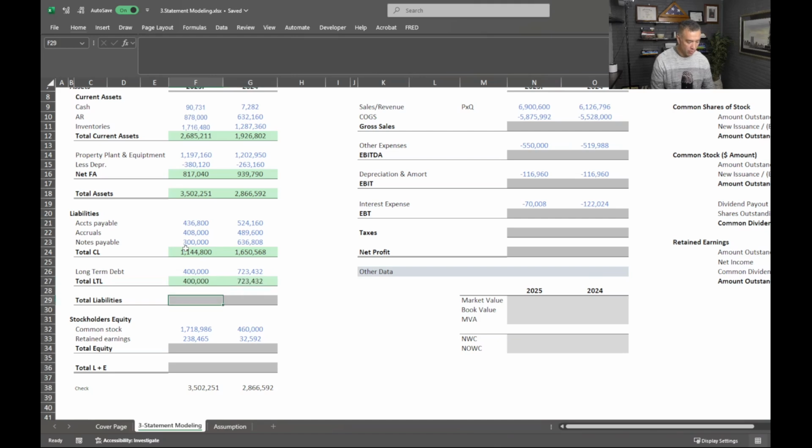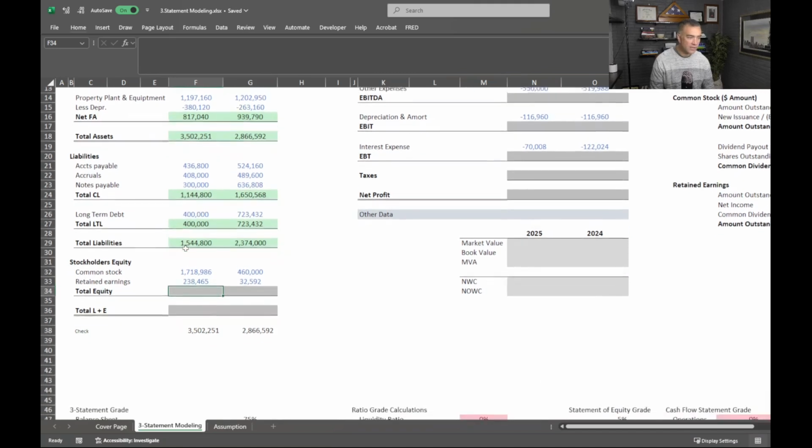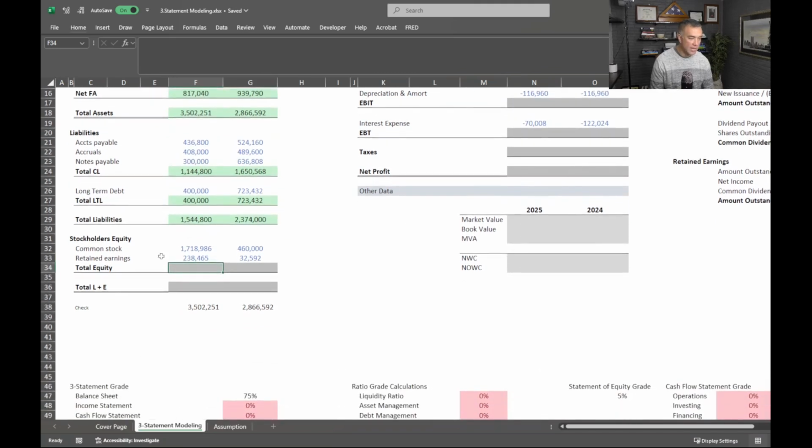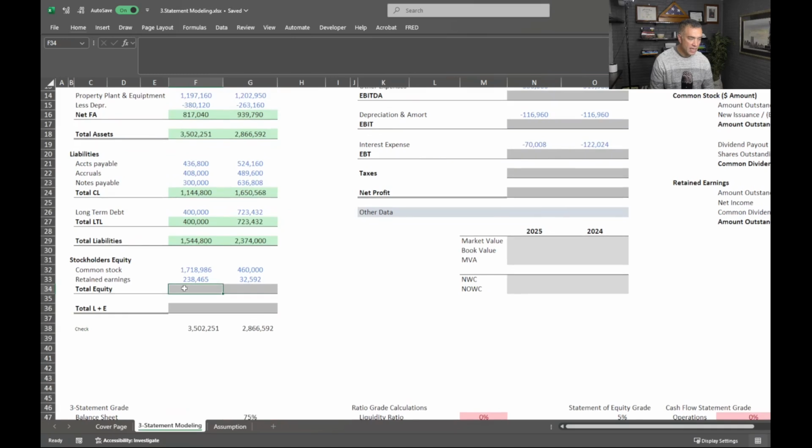All right, go across. Now what we need is total liabilities. Total liabilities is going to be our long-term liabilities and our current liabilities added up. Have it go over. Now we're going to get to the stockholders' equity portion of things. All we're going to do here is add up the total equity. Total equity, so I'm going to hit sum.